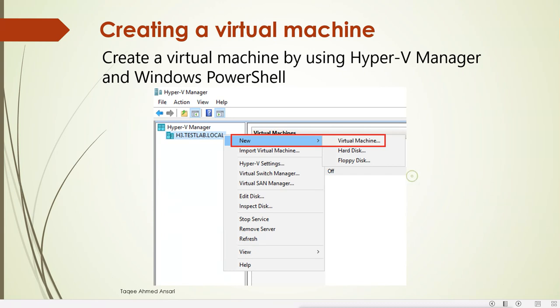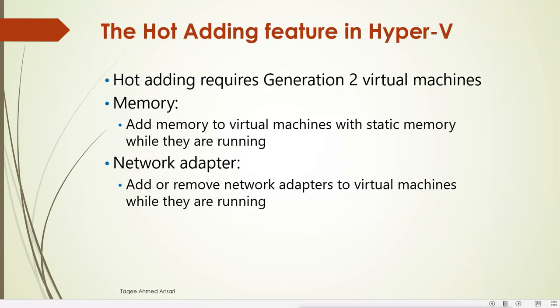Now, what are the new features we have with Hyper-V in Server 2016? We have the hot add feature in Hyper-V. Hot adding requires a generation 2 virtual machine first. So when we are creating the virtual machine, we have to decide the generation, and if we select generation 2, then only can we use this hot adding feature.